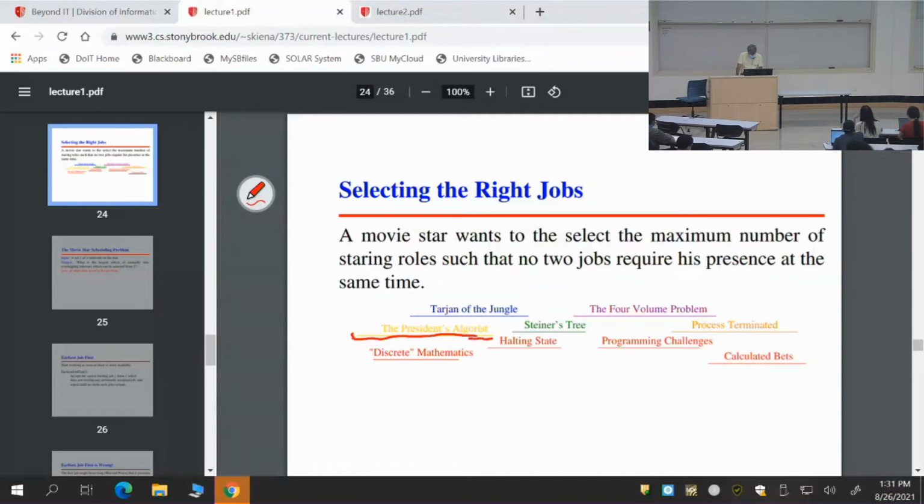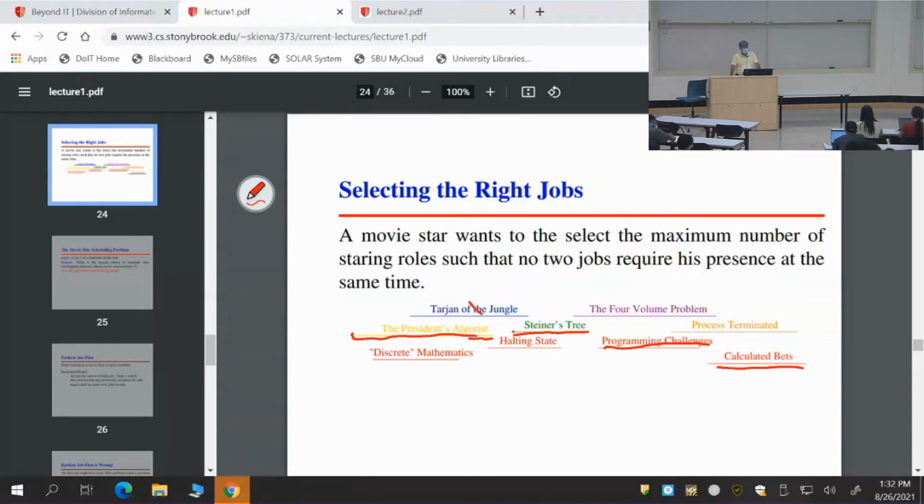Find the next job that doesn't overlap what we're doing. Find the next one that doesn't overlap what we're doing. I think that in this case, this algorithm will give all four jobs for this one. Does everybody understand the idea? Earliest job. In this case, it does the right thing, right? It's a different set of movies than we talked about before.